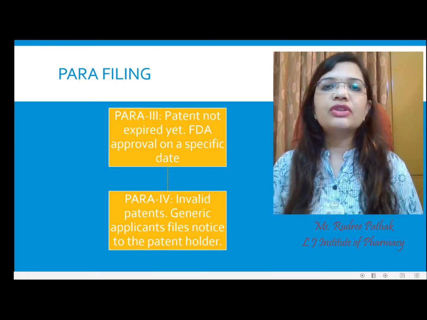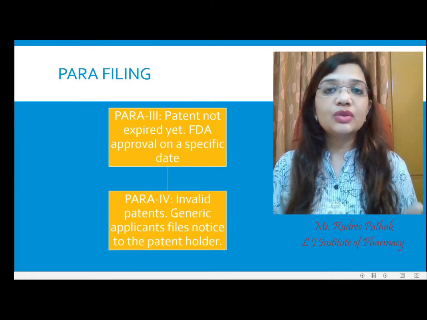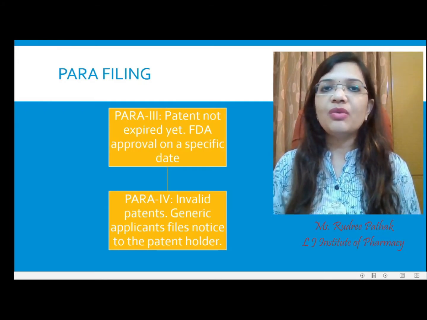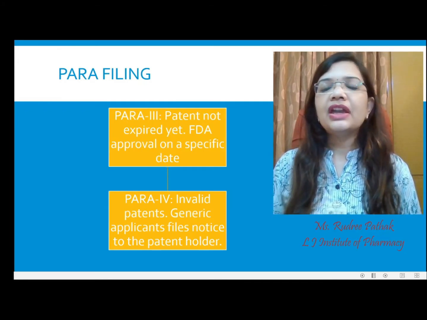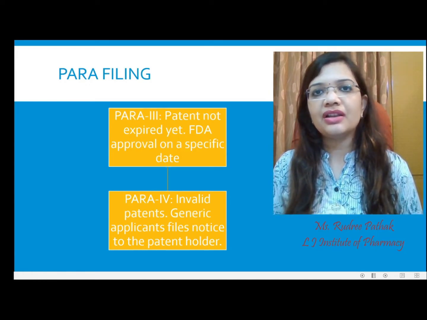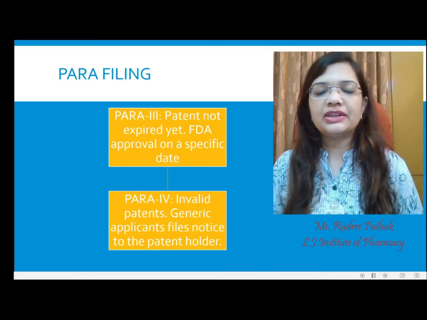Para 4 filing, which is most widely explored filing under pharmaceutical industry, is the filing under those situations where patent will not be infringed and at the same time generic version will be launched in the market. It is one of the most widely studied segment of pharmaceutical industry for ANDA filing of generic versions of the patented products.